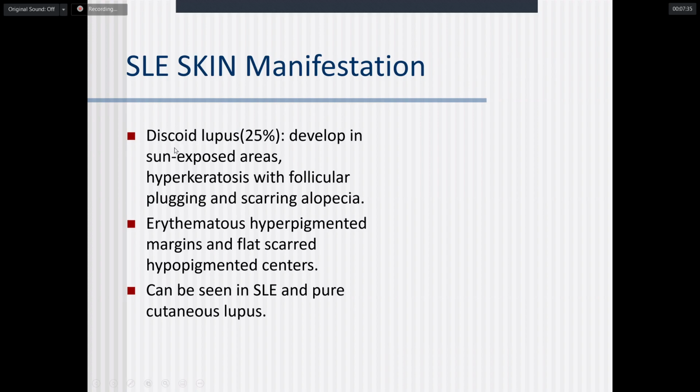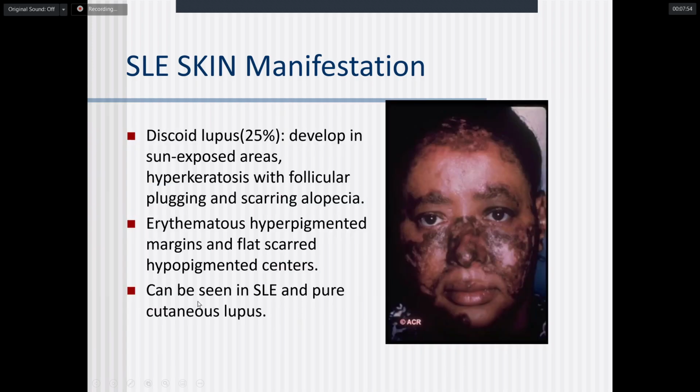Other skin manifestations بصير في عندهم, I'm sorry, there is also discoid lupus developed in sun-exposed areas, hyperkeratosis with follicular plugging and scarring alopecia, erythematous hyperpigmented margins and flat scarred hypopigmented centers, or can be seen باللوبس and pure cutaneous lupus زي ما انتم شايفين اللي هي هاي. This is hyperpigmented areas and flat scarred hypopigmented areas. This is hypopigmented areas. These are hyperpigmented areas. This is the discoid lupus.